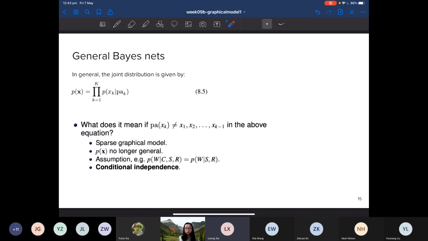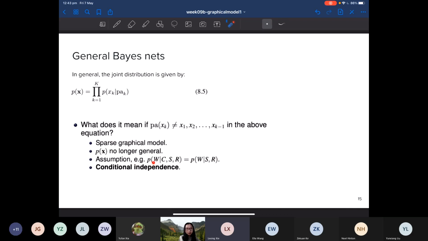Right. So the modeling savings or advantages is that if we have the parent set equal to all of the nodes that are numbered lower than this node k, then we achieve no savings. If the parent set is smaller than all the lower number nodes, then we have a sparse graphical model with missing edges, which is good. And the joint distribution is no longer general, and it encodes assumptions of, for example, conditional independence.